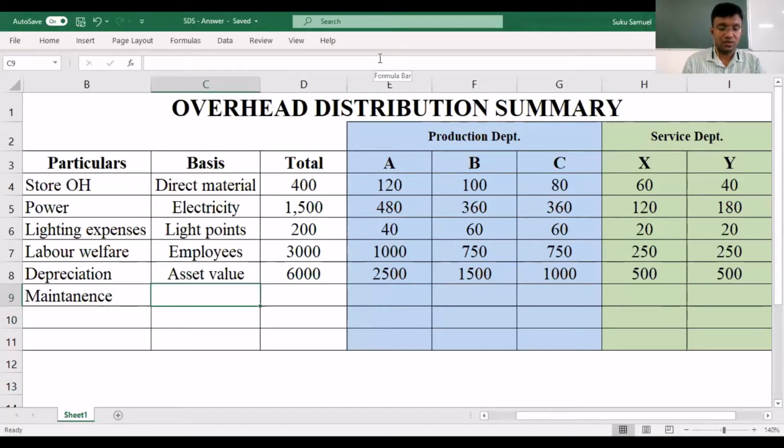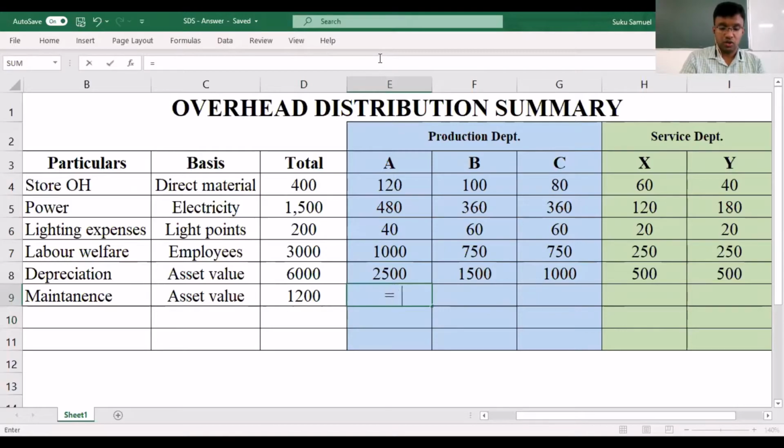Now, why are we taking asset value? The reason is that when we talk about assets, we are usually including all your machinery, furniture, etc. And these are the kind of items which need maintenance. So machinery, building, furniture, these are the items that need to be maintained. So on that note, maintenance is 1,200, and this is what has to be reapportioned.